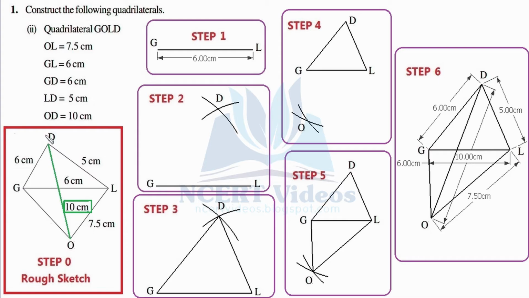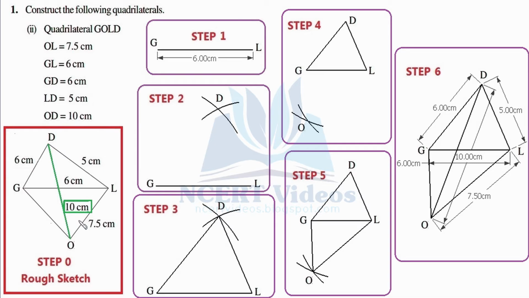Well, GD is given to us as 6 cm, so we can, by our assumption, take any point and connect it with G and write 6 cm. And DL is given to us as 5 cm. So we constructed the same line segment using ruler and wrote 5 cm. At last, we are left with this diagonal OD. So we connect OD line segment and write 10 cm using green color for representation purpose so that you don't get puzzled between these 2 diagonals.